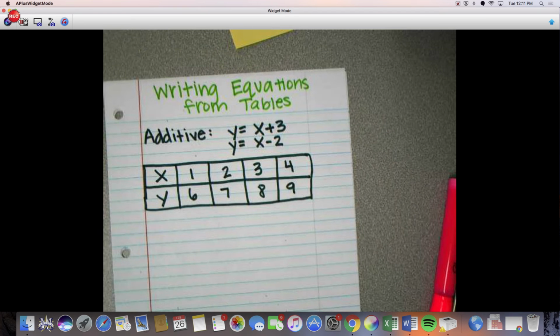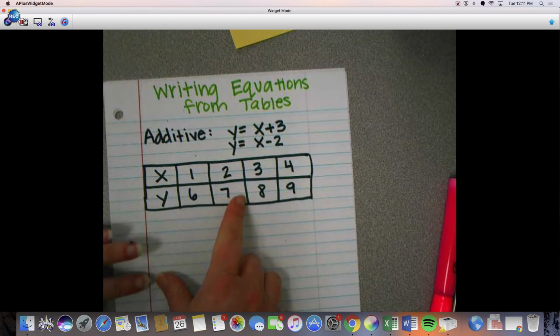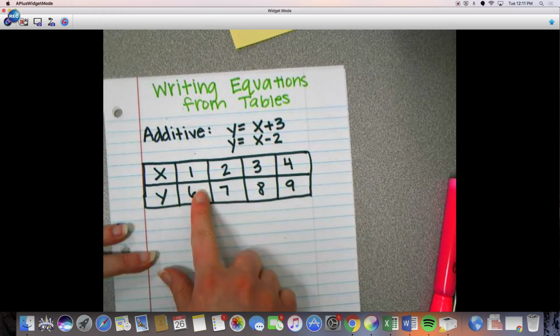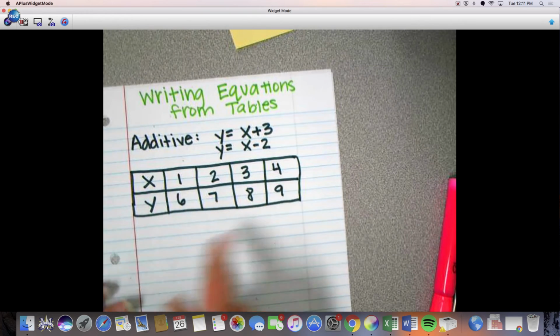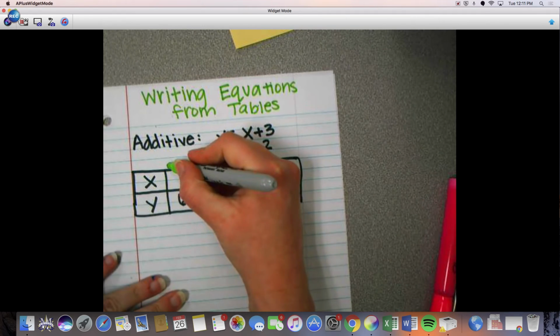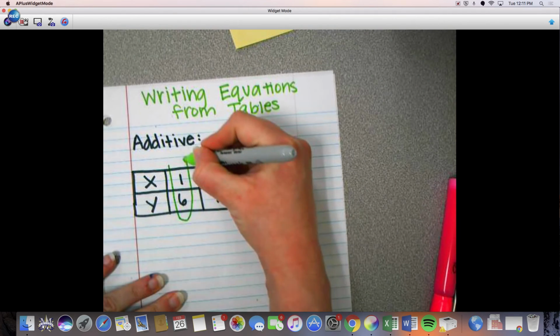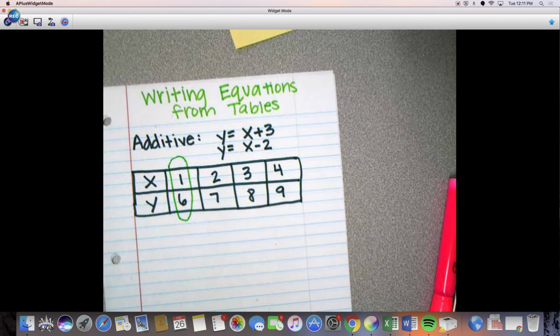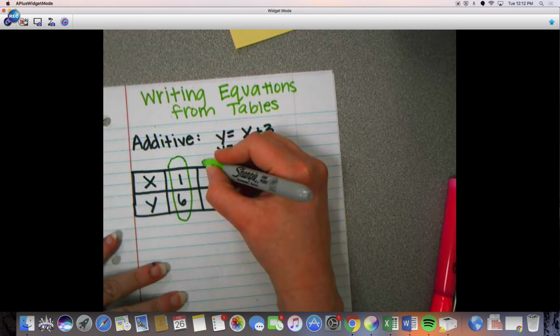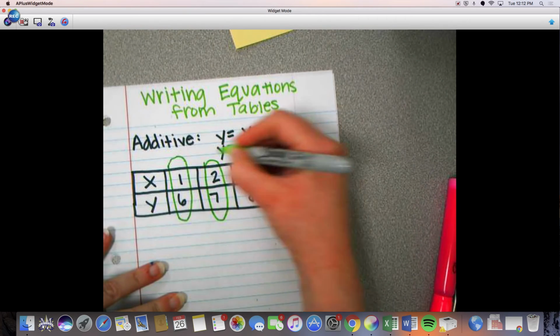As we determine the relationships for our tables, we're never going to go across. We're never going to say, oh, it's plus 1, plus 1, plus 1, plus 1. We're not doing it across. You are looking vertically. You're looking at the relationship between x and y for each set of numbers. We're looking at these relationships.